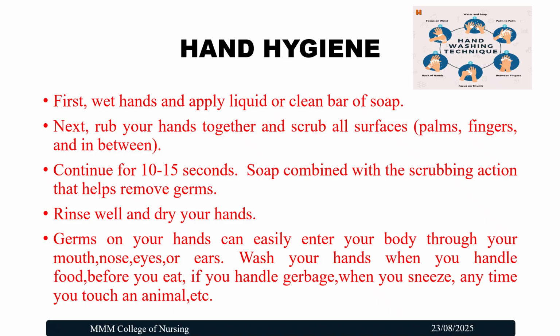What is hand hygiene? First, wet hands and apply liquid or clean bar soap. Next, rub your hands together and scrub all the surfaces like palms, fingers and between the fingers. Continue for 10 to 15 seconds. Soap combined with the scrubbing action helps remove the germs. Rinse well and dry your hands.